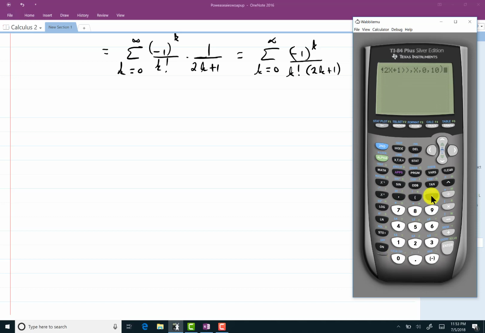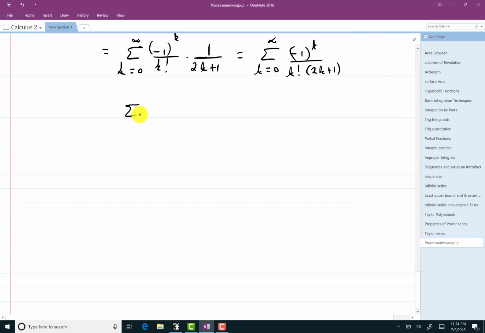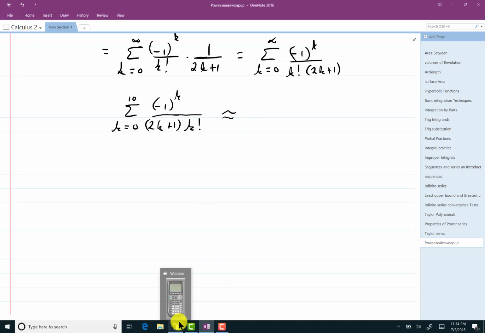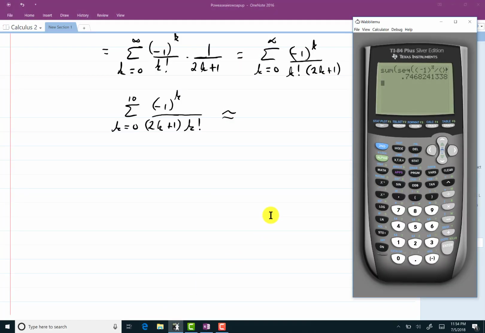End the parenthesis. I think I have enough of them, and let's see what happens. So what I have is 0.7468, sum k equals 0 to 10, negative 1 to the k all over 2k plus 1 times k factorial. And since I'm estimating to 4 places, I'll just put squiggle lines, and my number is 0.7468.